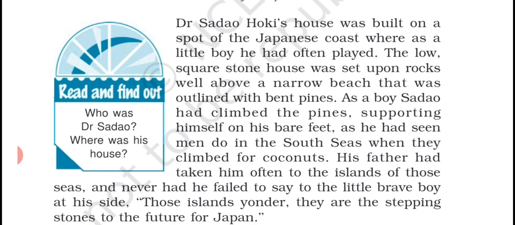Dr. Sadao Hoki's house was built on a spot of the Japanese coast where, as a little boy, he had often played. Dr. Sadao Hoki, the main character of the chapter, his house, now the author is giving the description of his house. It was built where? It was built on a spot of the Japanese coast. Coast means the edge or the bank, where as a little boy he had often played, and he used to play there when he was a child.